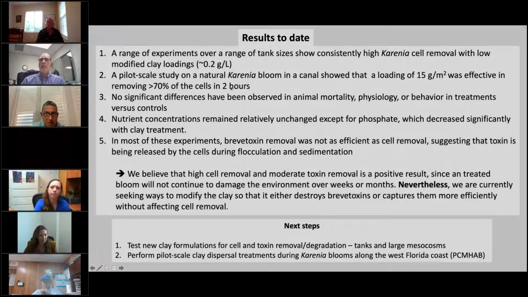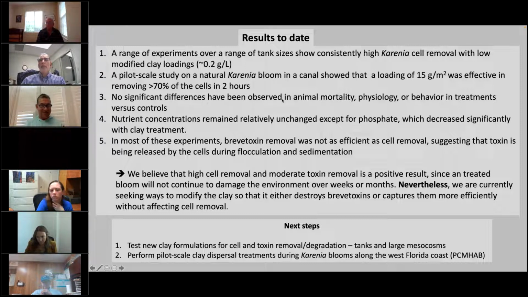So, if we look at what's happened so far, we consistently see high Karenia cell removal with relatively small amounts of clay. We did one field study that actually showed that a very low level per square meter was effective in removing a lot of cells just in 2 hours. And typically we would have repeated that treatment, but because of the timing of it all, we only did one treatment. A second treatment would very likely have brought this down to 90, 95, or even 100% removal.